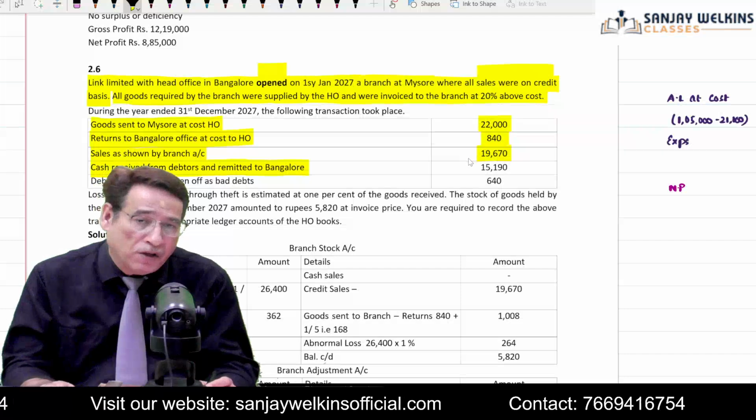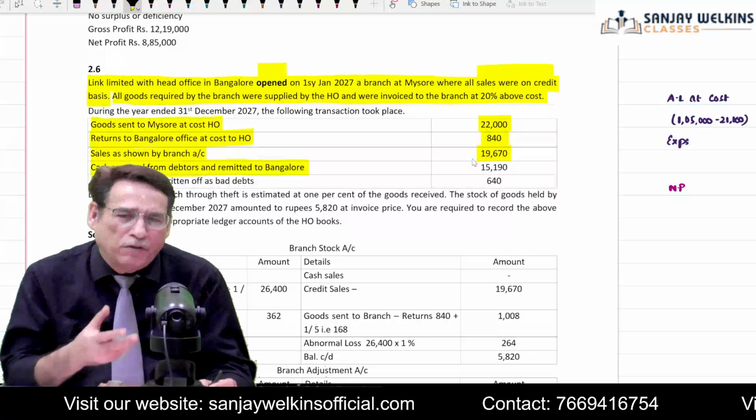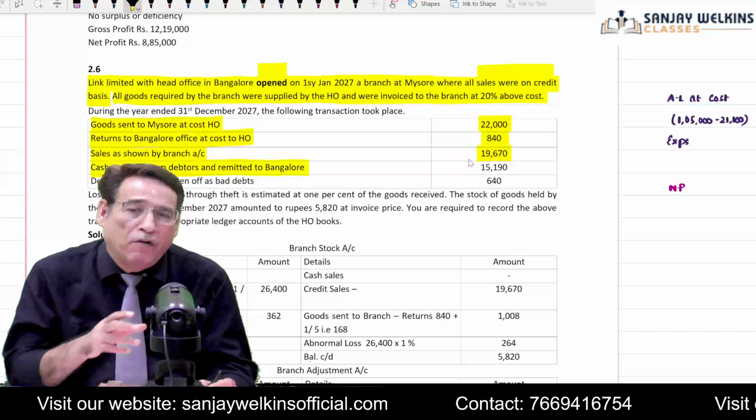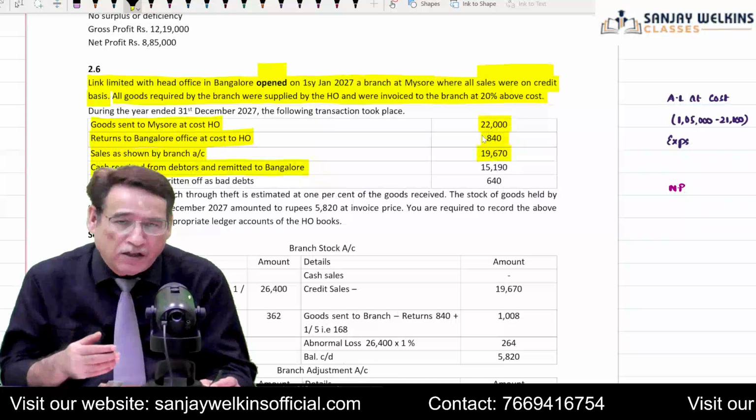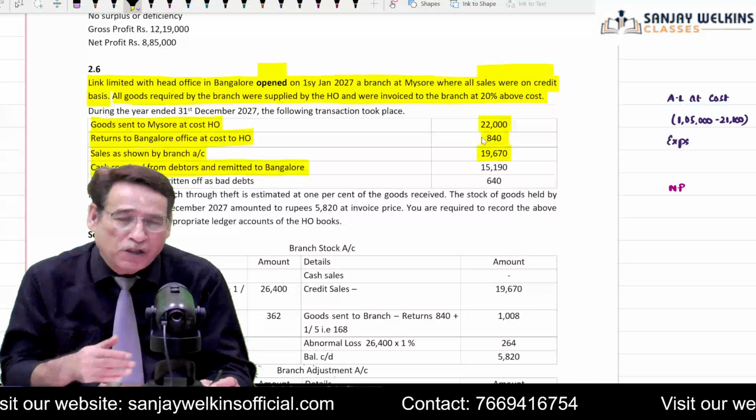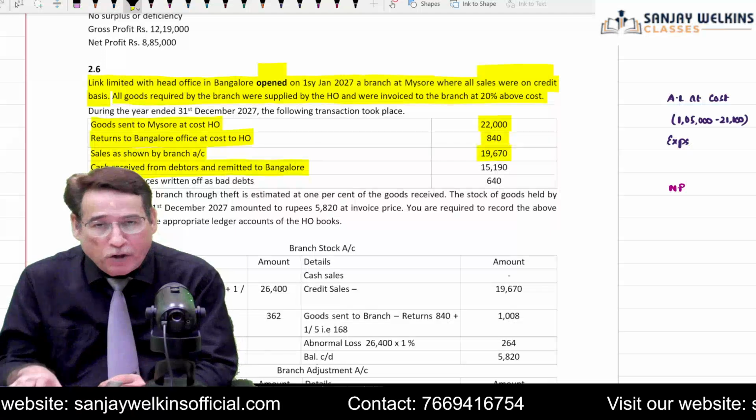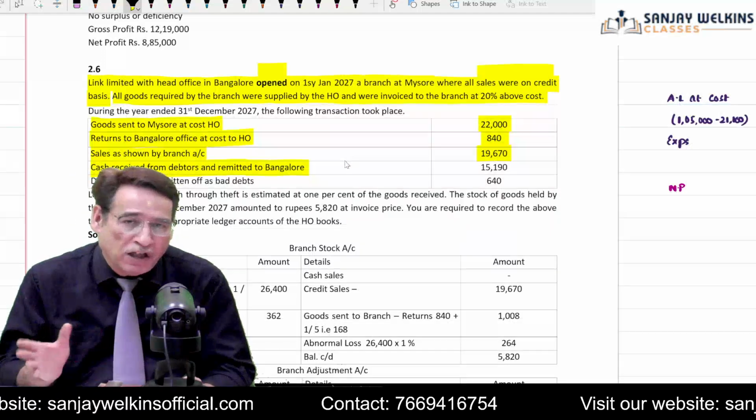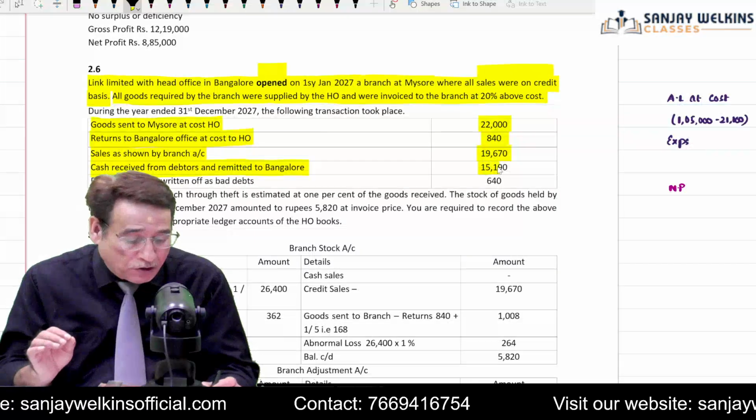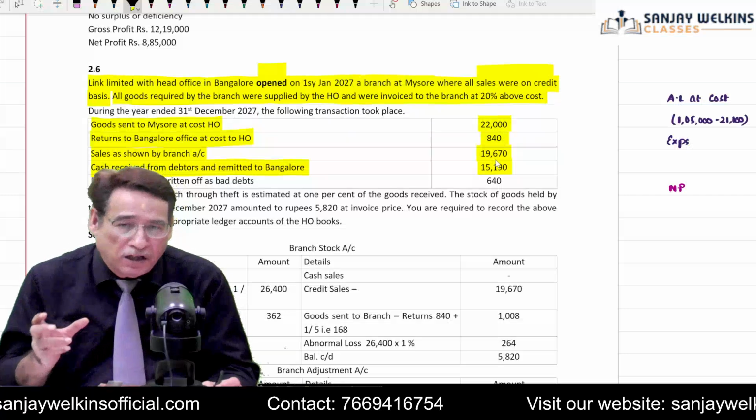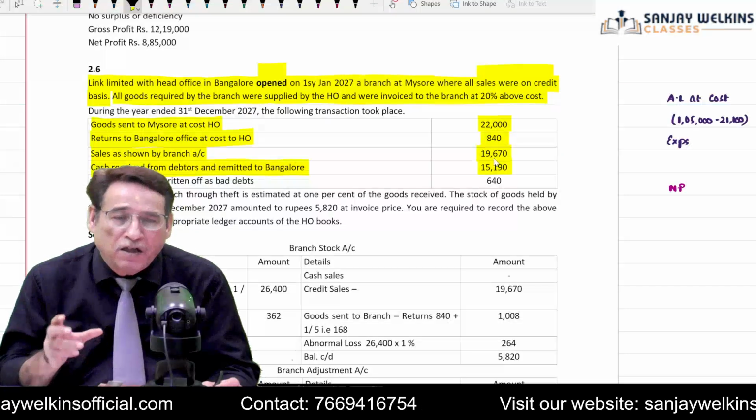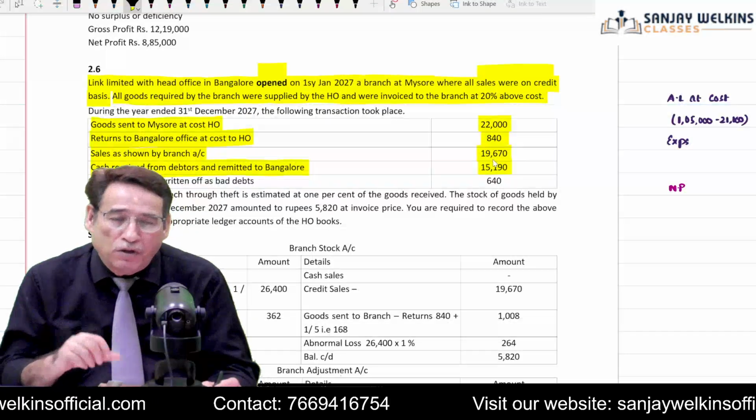Now cash receipt from debtors, whatever cash the branch receives from the debtors, ultimately that cash must be sent to head office. So nothing new in it. Only important point is that it is a case of cash receipt from debtors. Now cash receipt from debtors, as you know, under the debtors system, first of all we write it under the debtors account on the credit side.